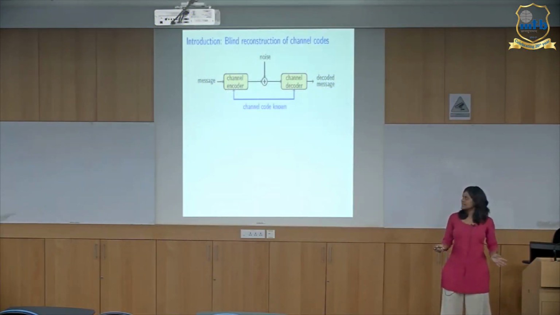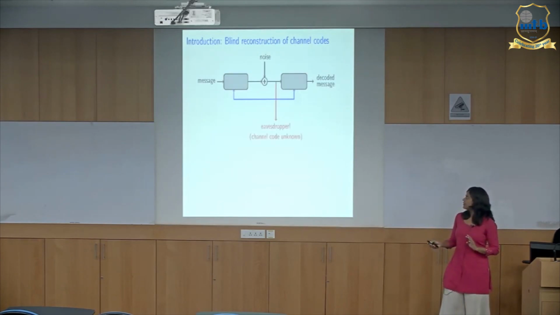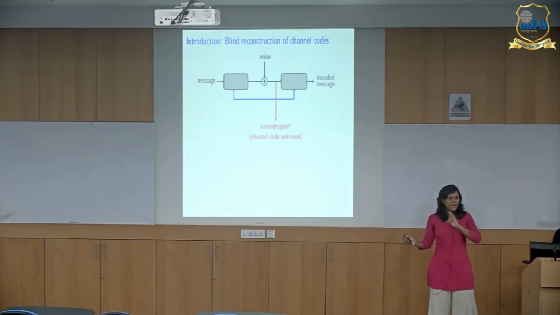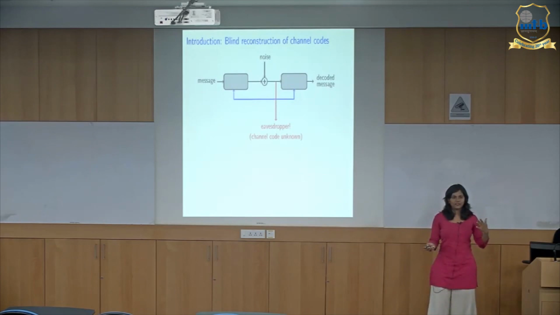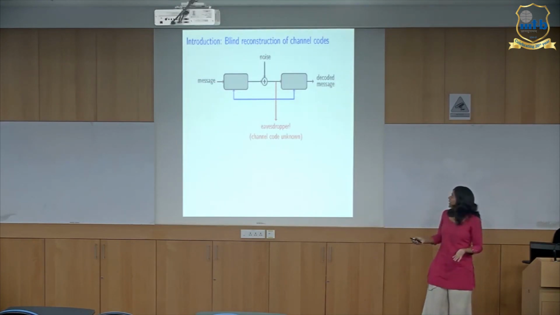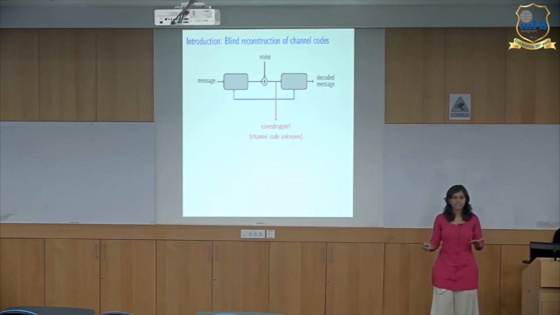In our routine system, we have a channel encoder at the transmitter and a channel decoder at the receiver. But in this problem, we consider a scenario where there is an eavesdropper. And this eavesdropper does not know which channel code is used at the transmitter. For example, such situations may arise in military communication when the channel code used by an adversary, the enemy, might not be known at the receiver. So in such situations, the eavesdropper has access to the noise-affected sequence of the message bits, but does not know which channel code is used.